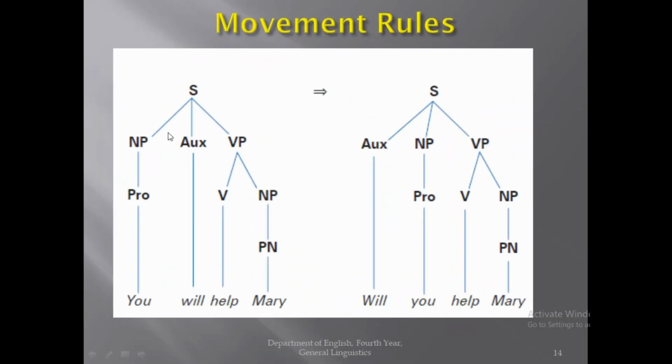Now let's see. The declarative sentence, "You will help Mary." So NP, auxiliary, VP. NP: pronoun, you. Auxiliary: will. VP, verb phrase, which is verb and NP, which is proper noun, which is Mary. Now when we turn it into a question, the auxiliary constituent, which is part of the VP constituent, will be moved to the front here. And so all this process is called the movement rules.